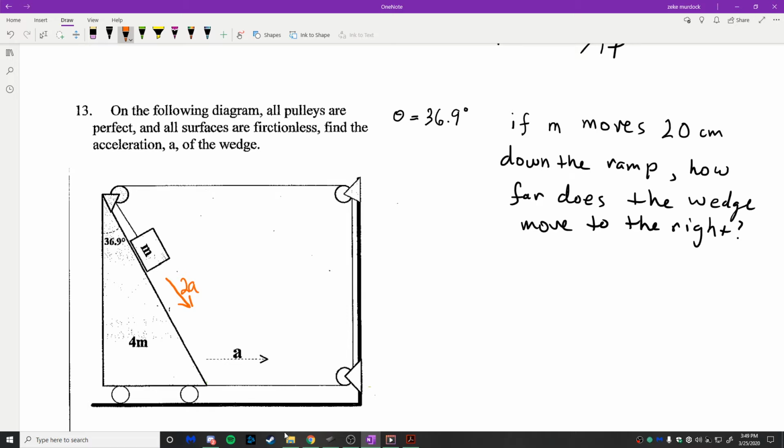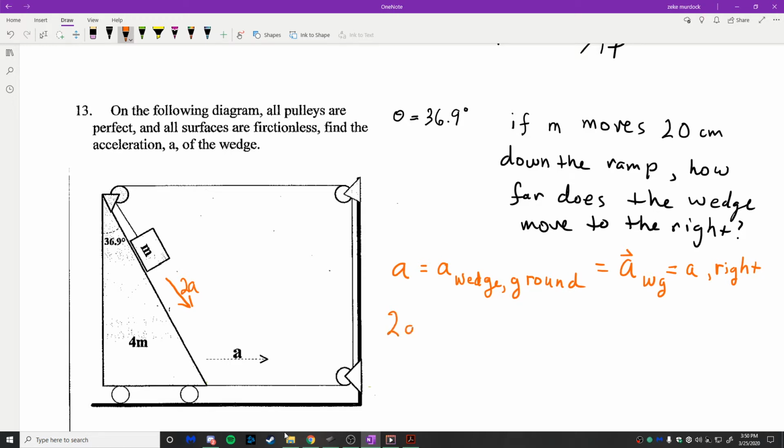The key thing here that's very different is that these accelerations represent different things. First of all, the acceleration A represents the acceleration of the wedge relative to the ground. I'm going to just call that A_WG, and it's basically going to be equal to A to the right. It's a vector, it's A to the right.